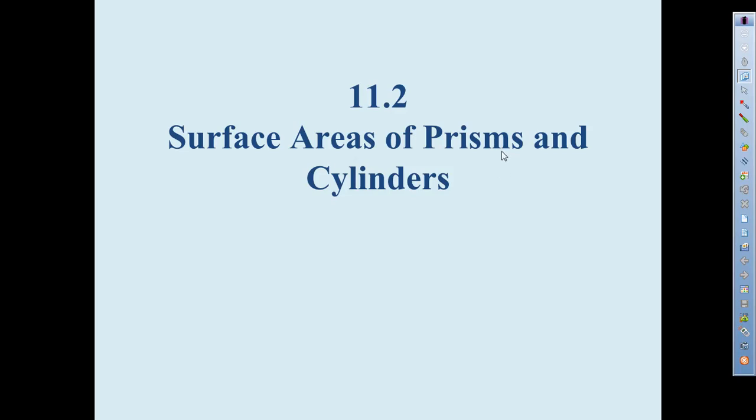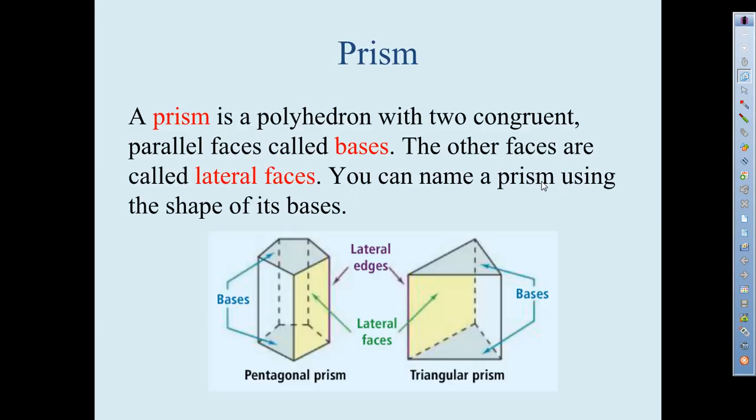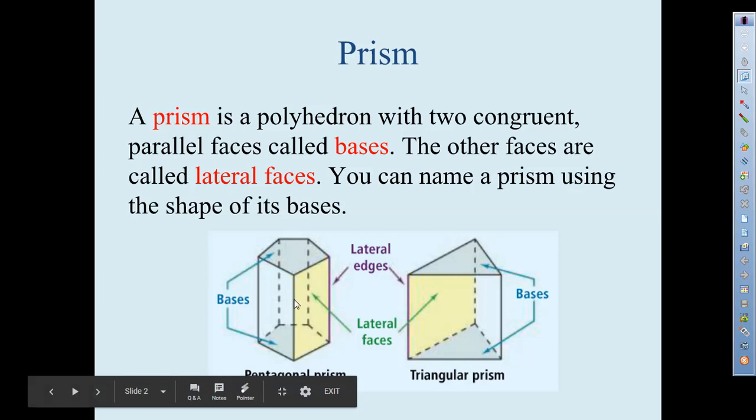All right, in lesson 11.2, we're going to look at the surface area of prisms and cylinders. A prism is a polyhedron with two congruent parallel faces called bases. Remember, polyhedrons are three-dimensional objects. These bases here are the ones that are going to be parallel on every figure. Those are the bases, and the other faces are called our lateral faces.